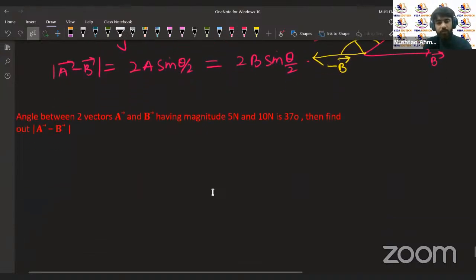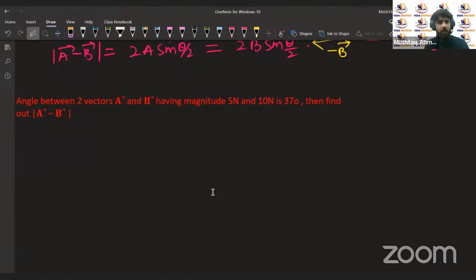So let's try to solve a simple problem here: the angle between two vectors a and b having magnitudes 5 Newton and 10 Newton is 37 degrees. Then find out the mod of a minus b. It means that we have two vectors here, 5 Newton and another vector here as 10 Newton. The angle between them is 37 degrees.